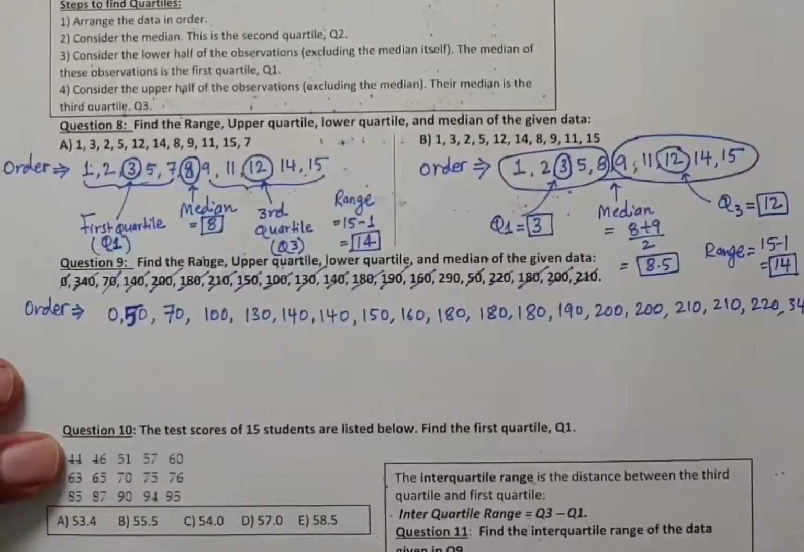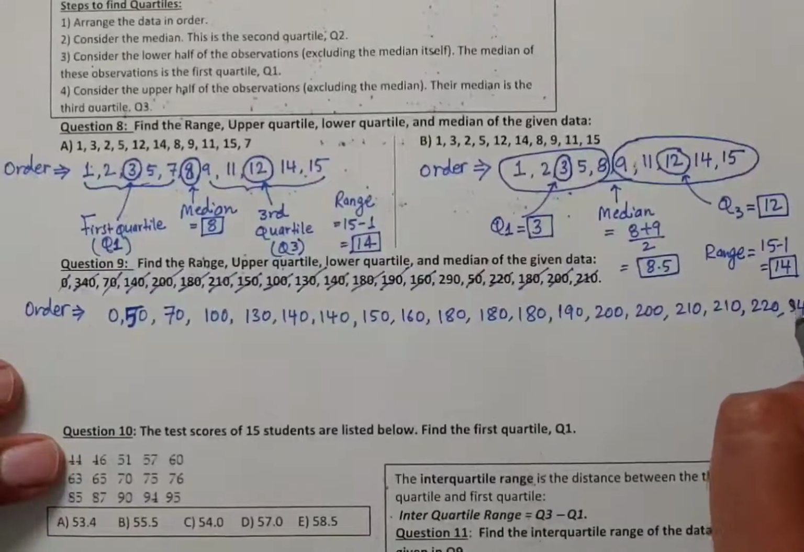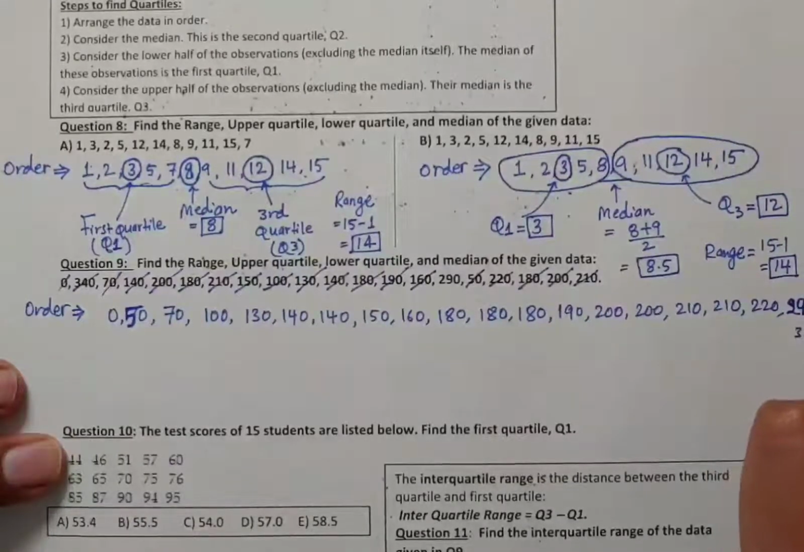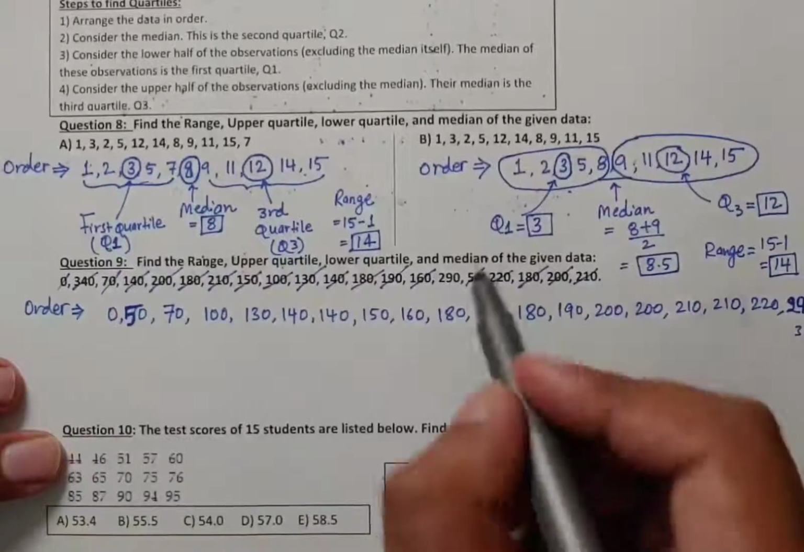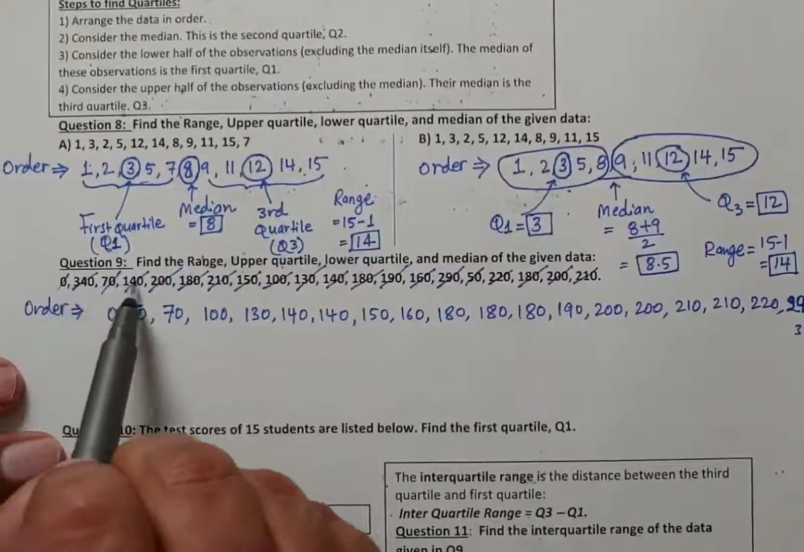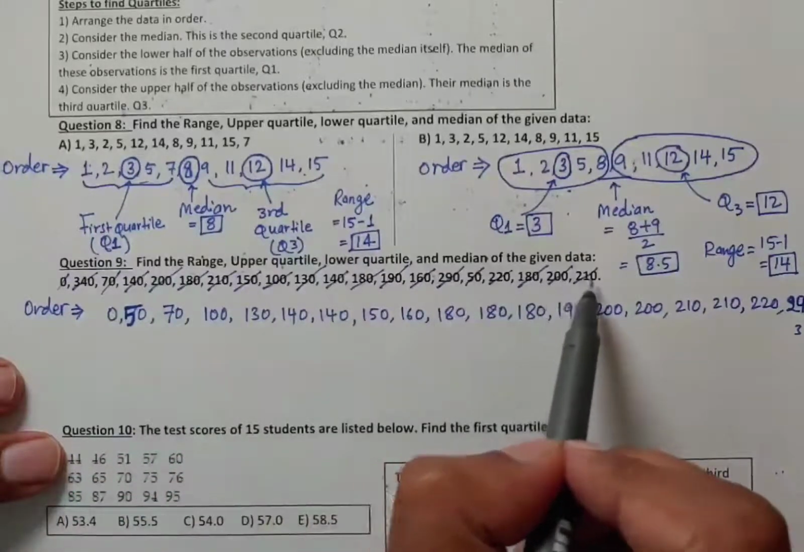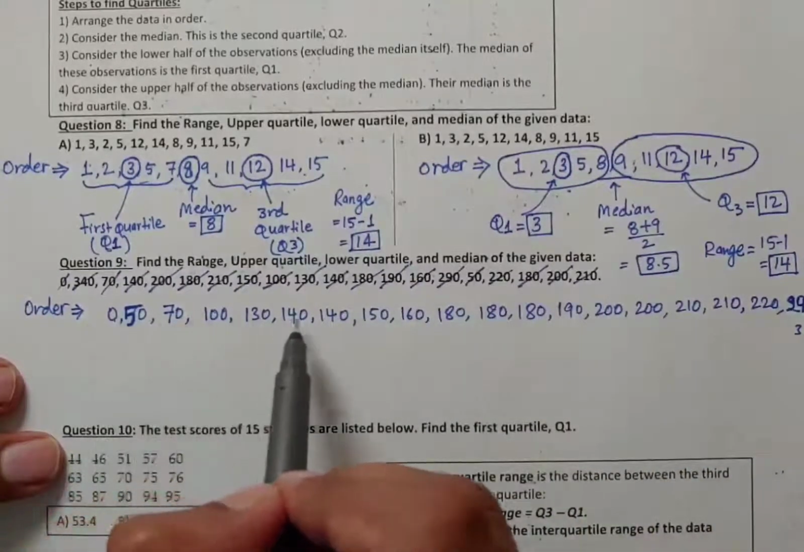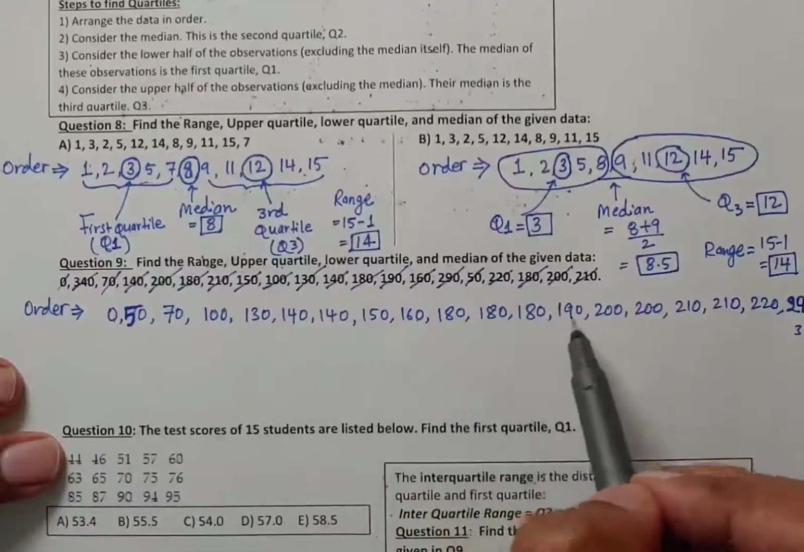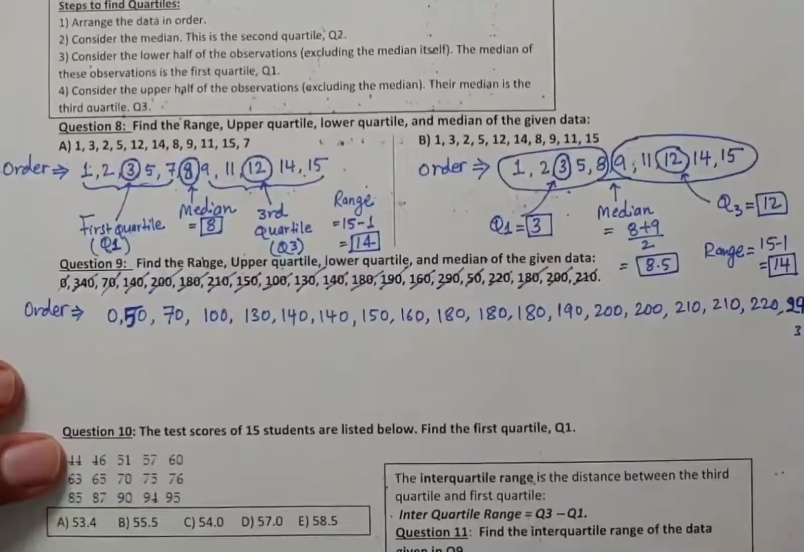Okay, so these are the numbers: 220, 290, and 340. Sorry, 290. Be careful when you do this, don't miss any. So how many do we have? 1, 2, 3, 4, 5, 6, 7, 8, 9, 10, up to 20 numbers. Okay, so this is the data.